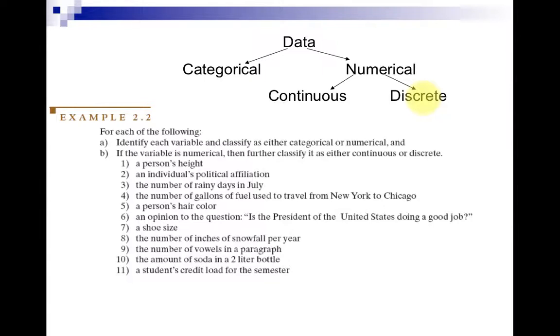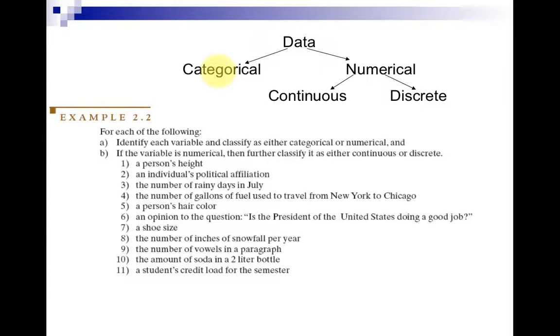Number 4, the number of gallons of fuel used to travel from New York to Chicago. Similar to the amount of milk from a cow, this is a volume question, therefore it's numerical and continuous. There are an infinite number of gallons between 10 gallons and 11 gallons, for example, and therefore we have continuous data. A person's hair color is categorical. An opinion to the question, is the President of the United States doing a good job? That's also categorical.